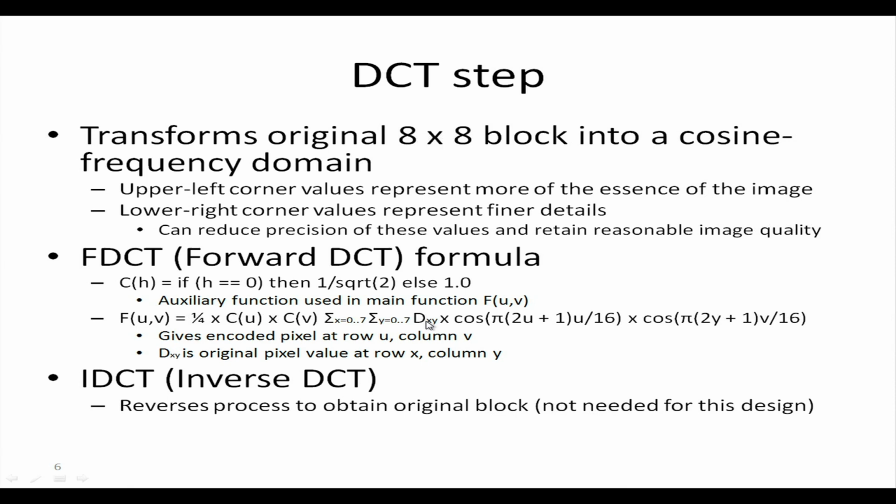d(x,y) is the original pixel value at row x column y. I am multiplying that d(x,y) with cosine frequencies. All right. With that I get the transform. So, this F(u,v) will give me the encoded pixel at row u column v, and d(x,y) is the original image intensity. Okay. So, that is what we are trying to do.